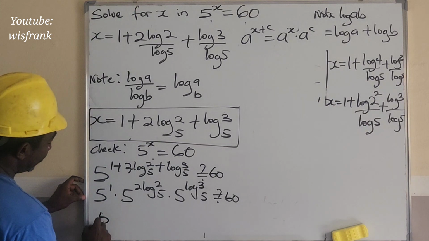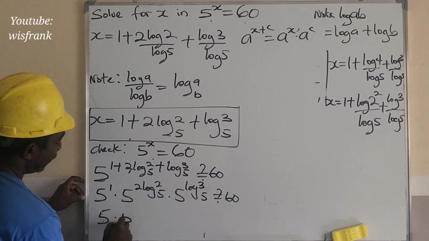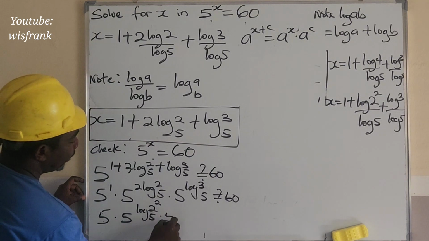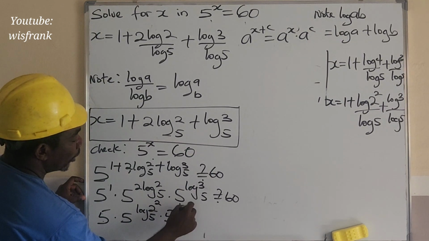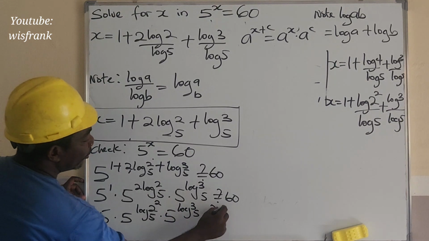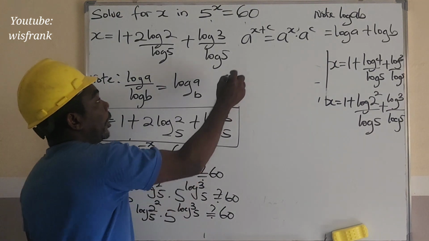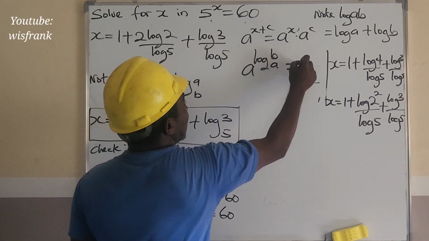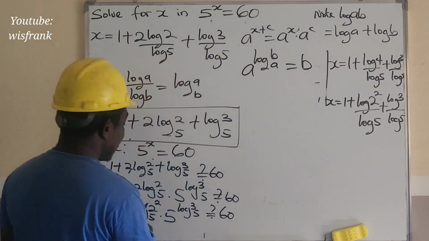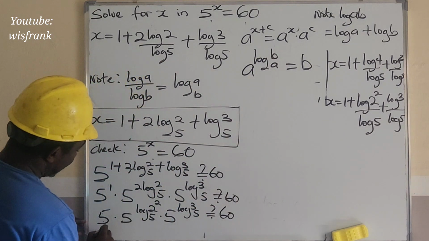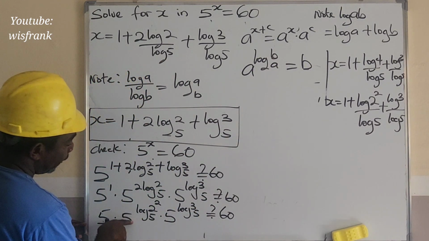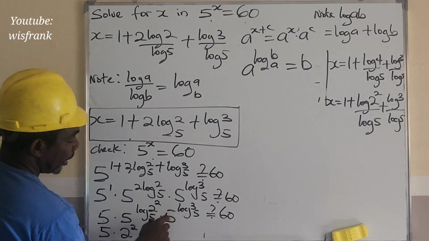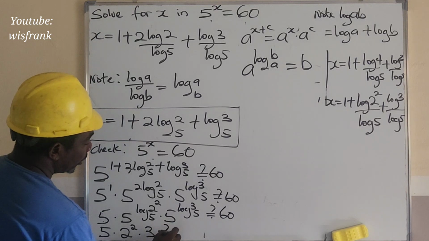Here 2 can go up, so we have 5 to the power of 1, which is 5, times 5 to the power of log 2 to the power of 2 base 5, times 5 to the power of log 3 base 5. Will this give us 60? We also recall that a to the power of log b base a is the same thing as b. Expressing this in this format, we have 5 times, this will give us 2 to the power of 2, then this will give us 3. Will this equal 60?